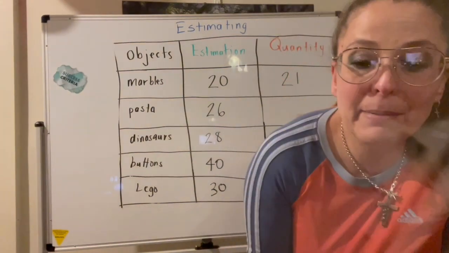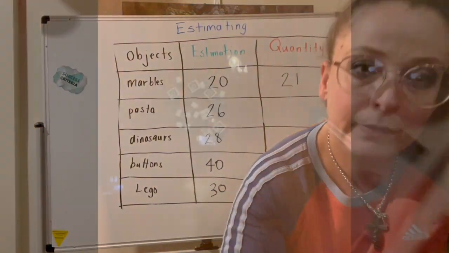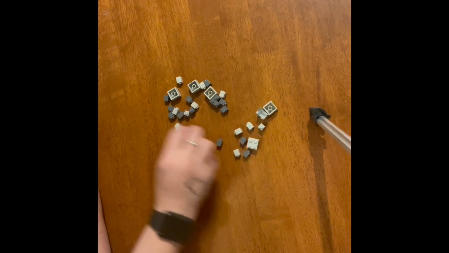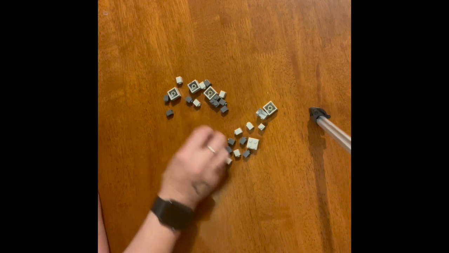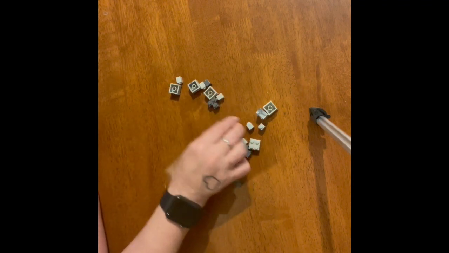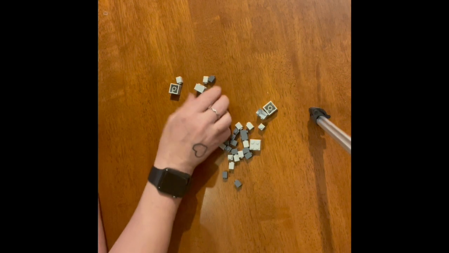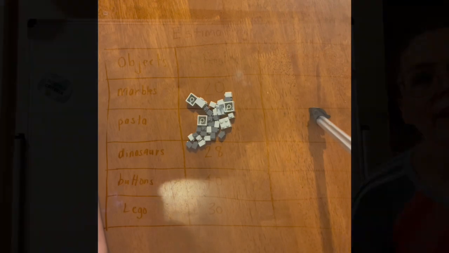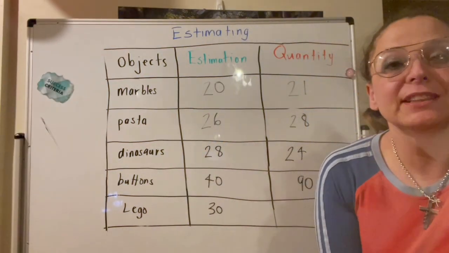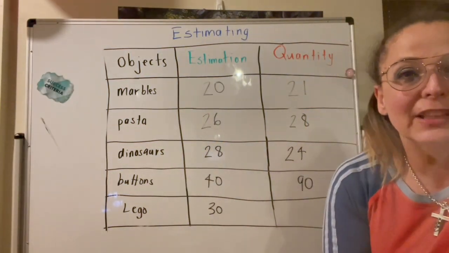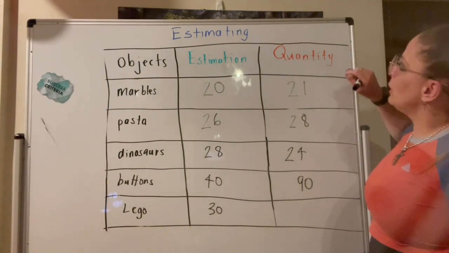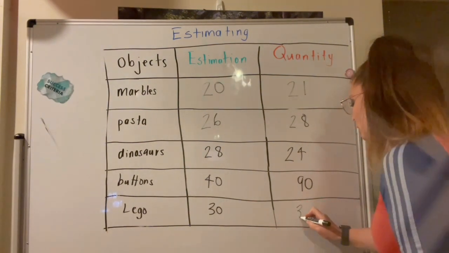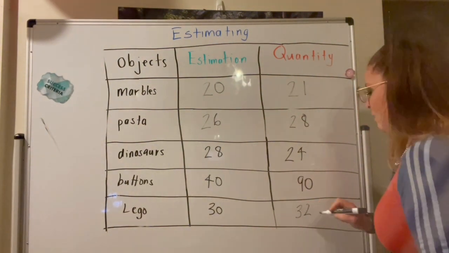Now I'm going to count how many pieces of Lego there are. Let's check. 2, 4, 6, 8, 10, 12, 14, 16, 18, 20, 22, 24, 26, 28, 30, 32. There are 32 pieces of Lego here. Now that I've counted my Lego, boys and girls, and found out that there are 32 pieces of Lego, I'm going to add that into my table. I'm going to look at quantity, Lego, match them up, and write 32 in my quantity column.